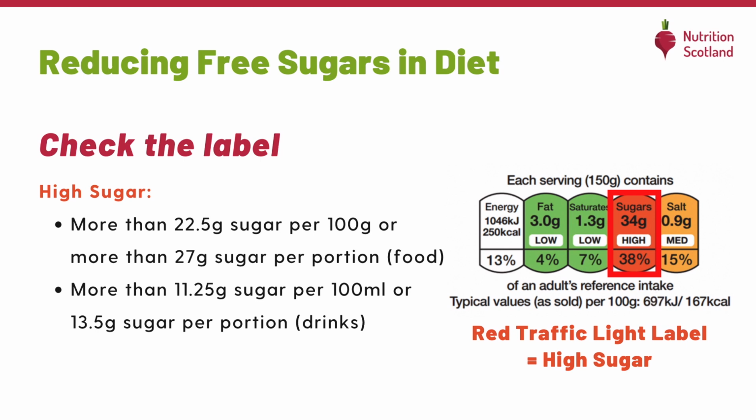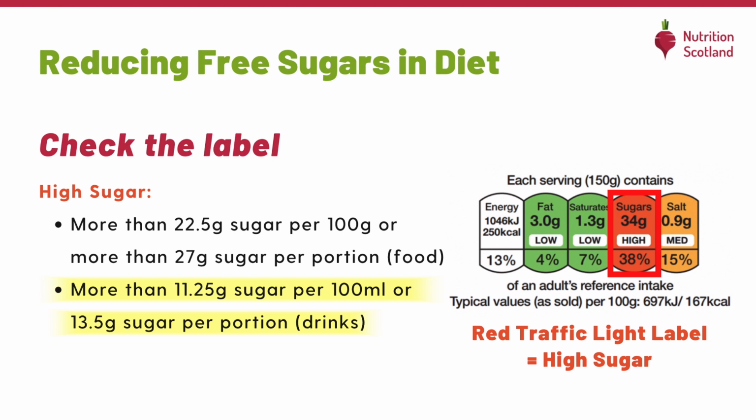Or alternatively, you can check the amount of sugar there is per 100 grams or per portion. If a food product has more than 22.5 grams of sugar per 100 grams, or has more than 27 grams of sugar per portion, it is classed as high in sugar. For a drink, it is high in sugar if it has more than 11.25 grams of sugar per 100 mils, or 13.5 grams of sugar per portion.